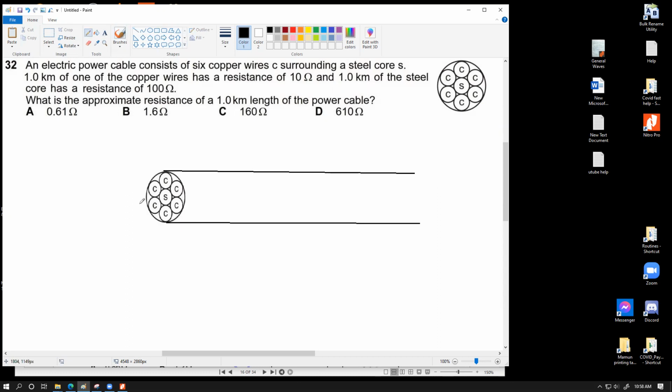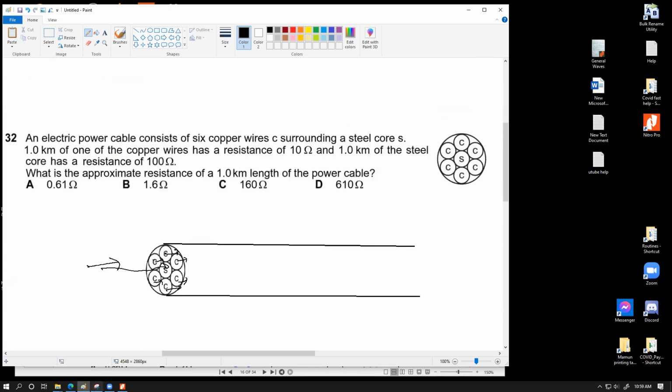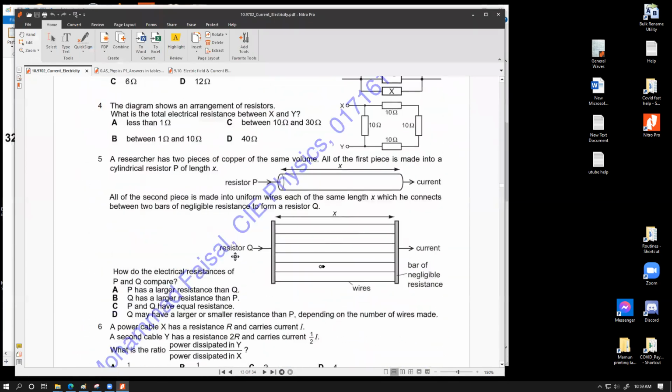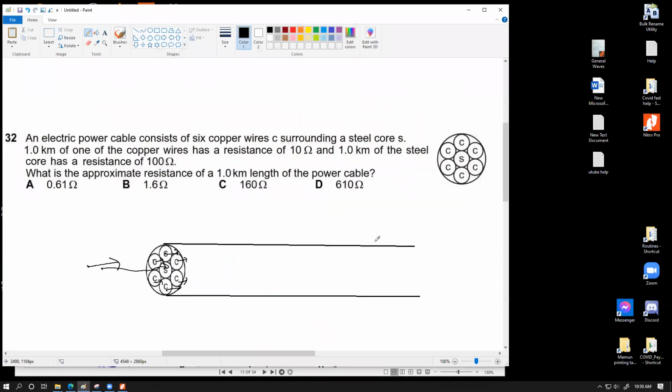Now you have to understand how the current would flow if we have current flowing through here. Current is going to essentially flow through all of the 6 cores side by side. This is very much similar to the question we came across a bit earlier. You have to assume that there is one steel wire among these 7 and 6 of them are copper wires, all of which are in parallel because they carry electricity simultaneously, side by side. Parallel combination.